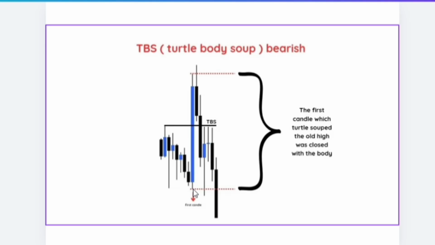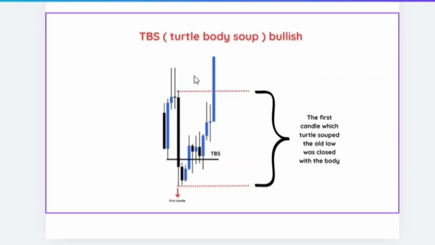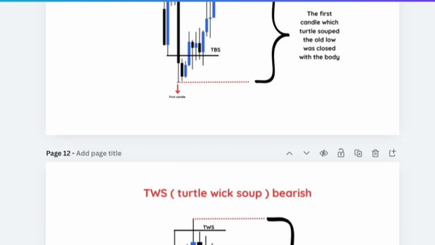This is for a bearish example. For a bullish example, you can see that this is our old low and this is the first candlestick that turtle souped the low and closes below it. Then you mark here as your mode 1 entry. I said here that the first candle which turtle souped the old low was closed with the body. It must close with the body. In this particular example, it must close with the body for you to know that this is a high probability turtle soup.